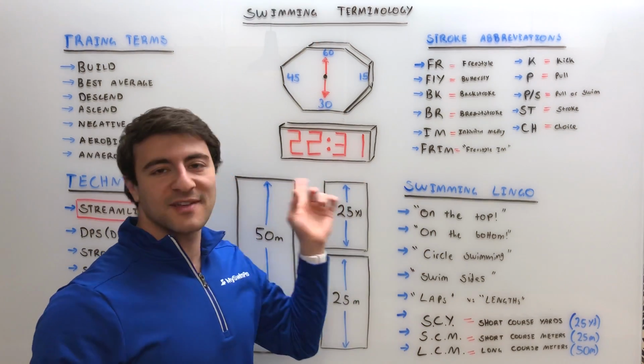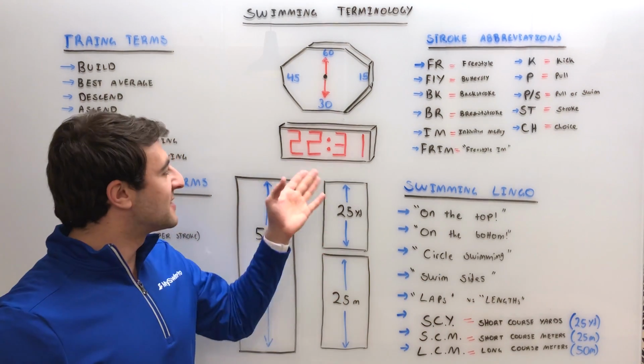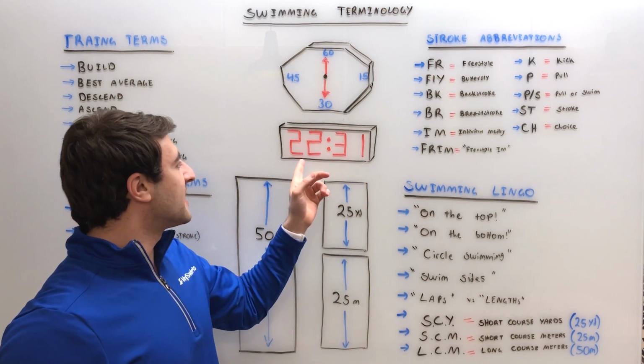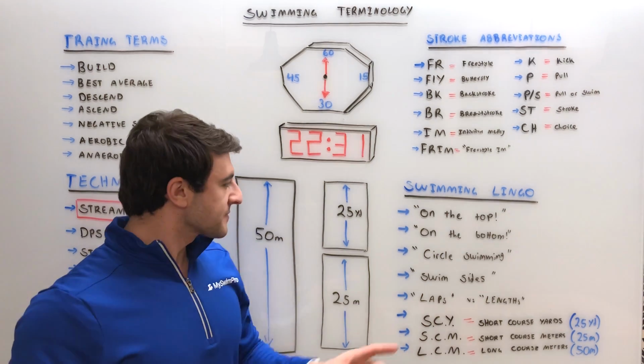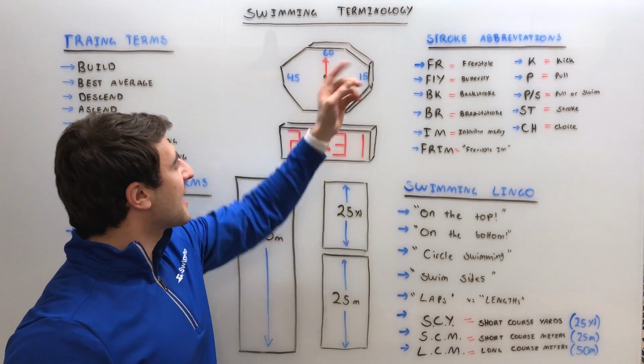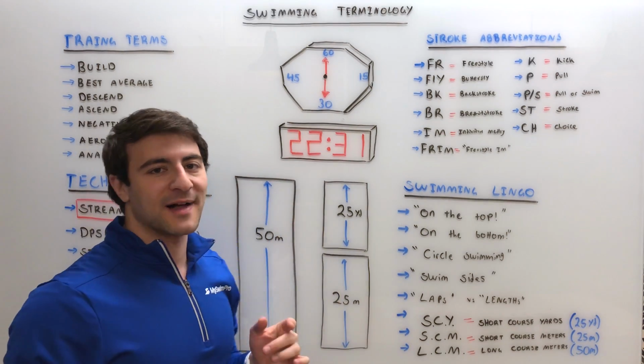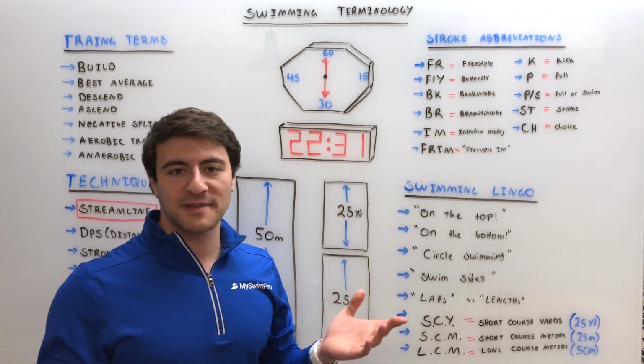So the equivalent in a digital pace clock, right here we have 22:31. In a digital clock, "on the top" would mean the 23-minute mark. If someone says "on the bottom," they're referring to when the pace clock will actually be at 30 seconds, on the bottom of the circular clock. So in a digital clock, that would simply mean the 30.